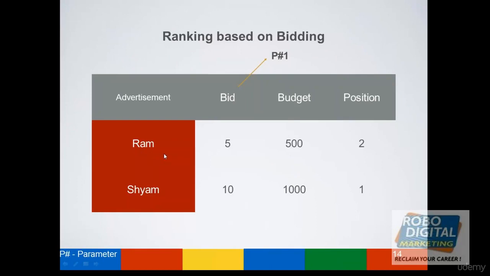There are two people. One is person A, Ram. Another person is Mr. Shyam. Ram is bidding 5 rupees. Shyam is bidding 10 rupees on the same keyword. Who will be getting the first position? Shyam? Yeah, because his bidding is higher and the budget is higher as well, right? Yes, his bidding is higher. Budget is not important. Whatever your budget is, it is not important, but the bid should be higher.